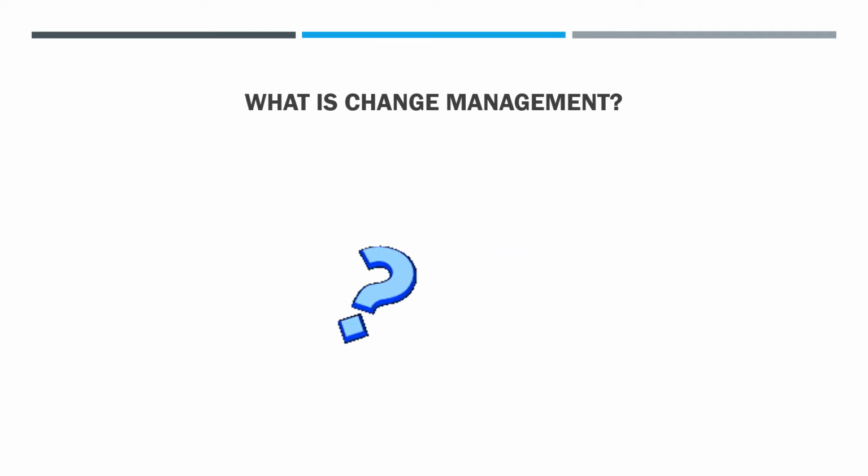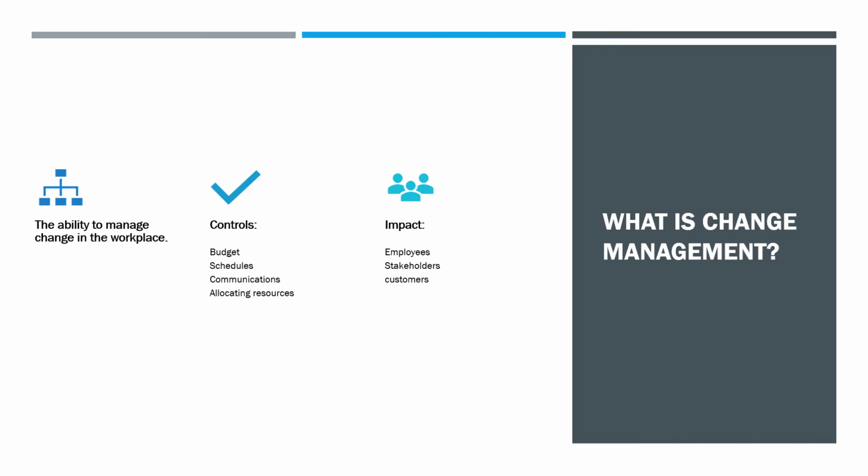So, what is change management? Well, change management is just as simple as it sounds. It's the ability to manage change in the workplace. Having a change management plan helps control the process by having a budget, knowing the schedules, communicating to other departments, and allocating its resources to make a smooth flowing plan.